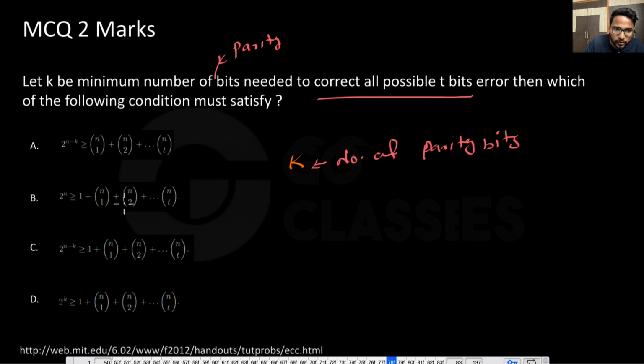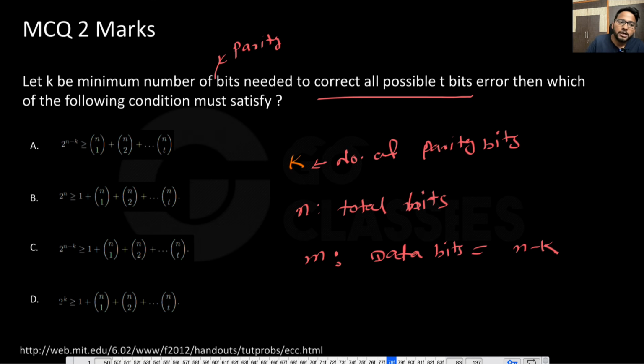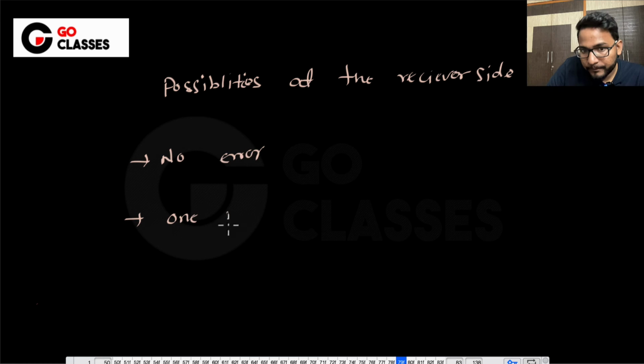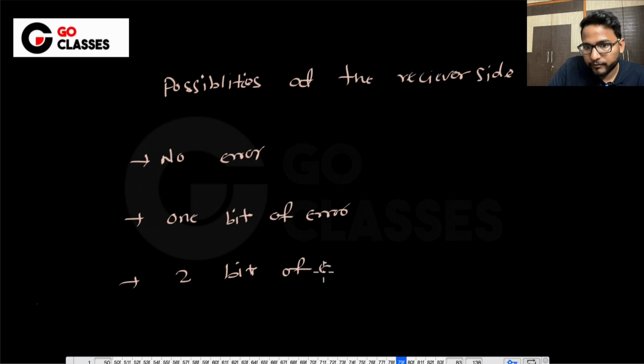And according to their notation, n is the total number of bits. So m, which is your data bits, comes out to be n minus k. Anyway, what they're saying is that you want to correct up to t bits of error, which means the possibilities at the receiver side are these: there could be no error, there could be 1 bit of error, there could be 2 bits of error, similarly there could be t bits of error also.